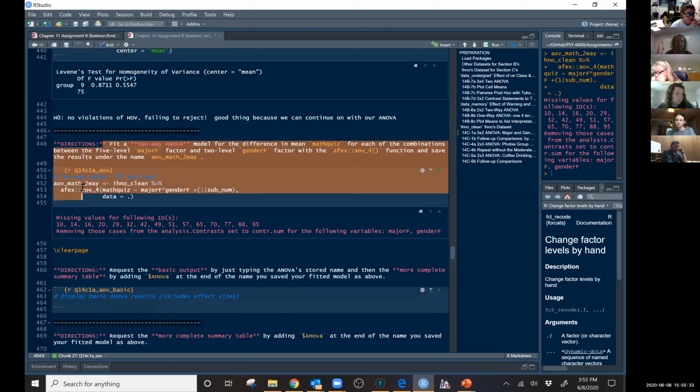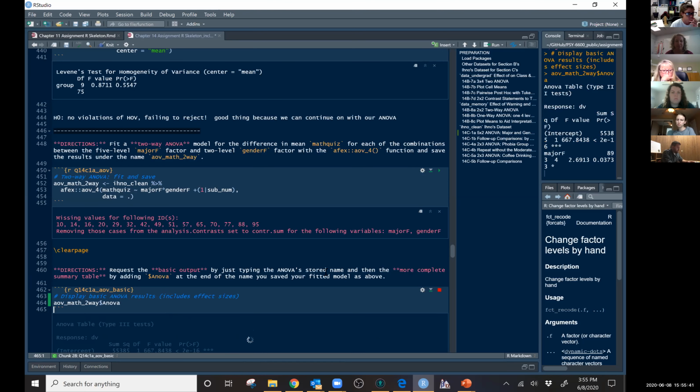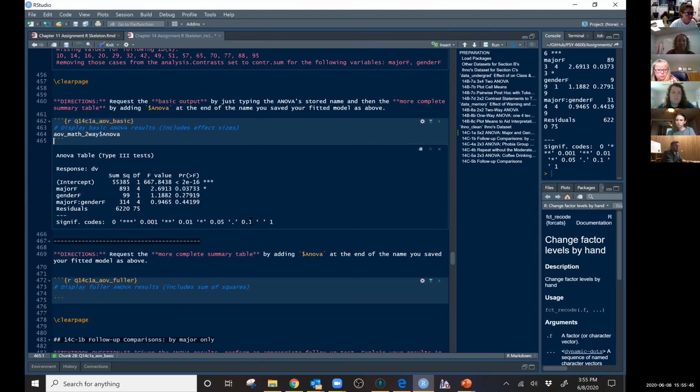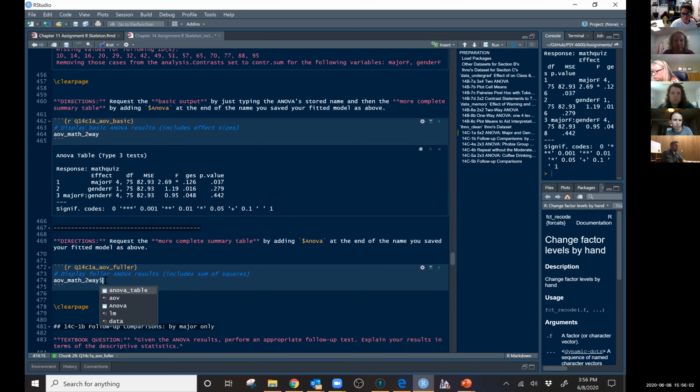Now to get the basic output, we're going to do the name of the model, capital A Nova. Control Enter will get it out. Oh, wait, does it say? Oh, yeah. First we're supposed to do just its name, and then down here we're supposed to add the $Anova. Read my directions.